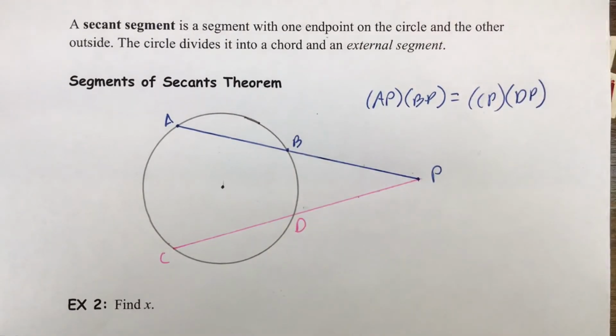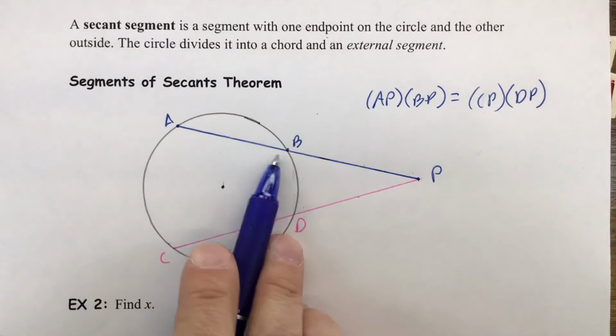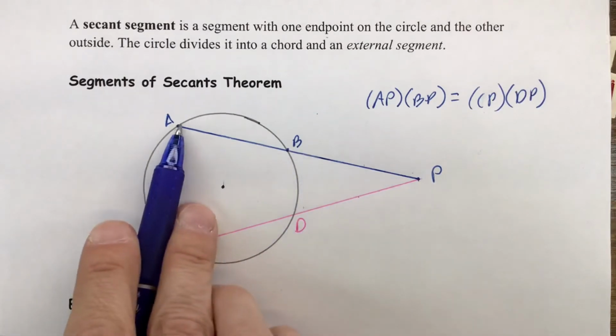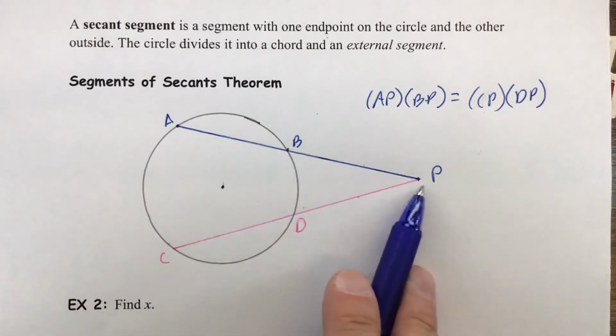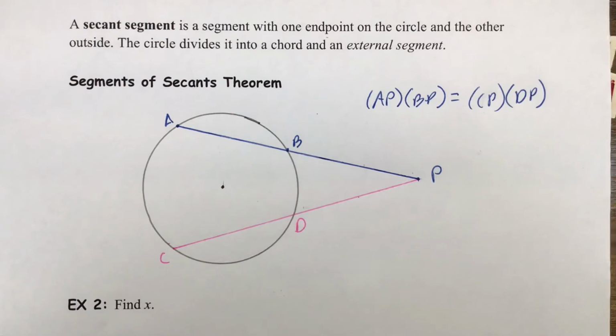Okay, so be very careful here. It's not the individual parts that are being multiplied. It is the whole length multiplied by the outside length. Again, this could also be proven using similar triangles, but for the purpose of the video, I'm just going to be providing the actual theorems.